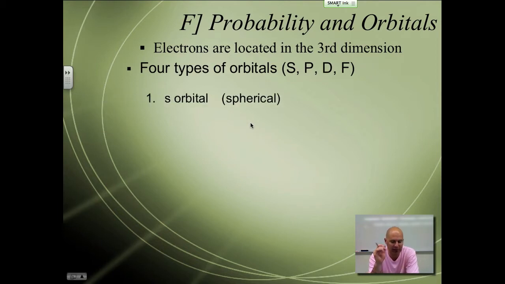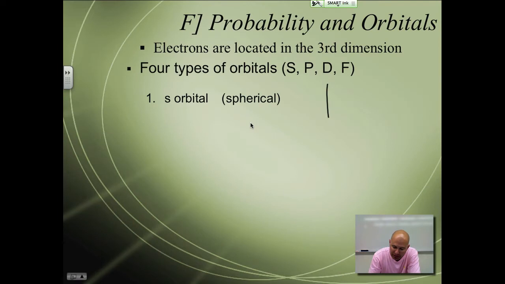The first type is the S orbital, spherical. It's the one that we just talked about. It's 3 dimensions, a sphere, okay? And again, remember, it's not like it's a ball or anything. It's just a region where one electron or electrons would be likely to be found. There could be multiple ones in there, but again, a region where an electron is likely to be found.